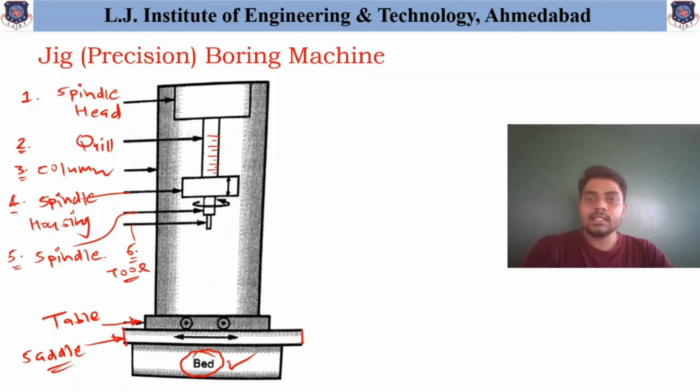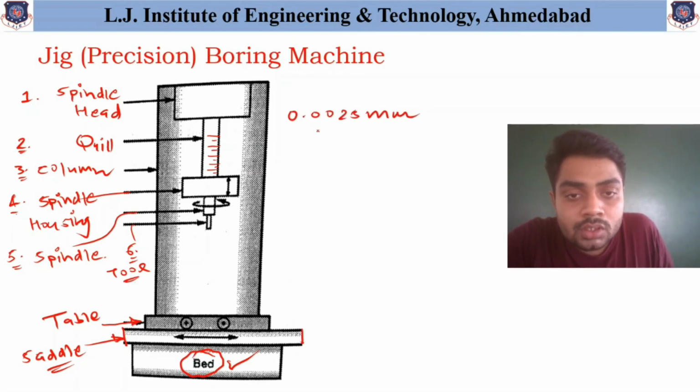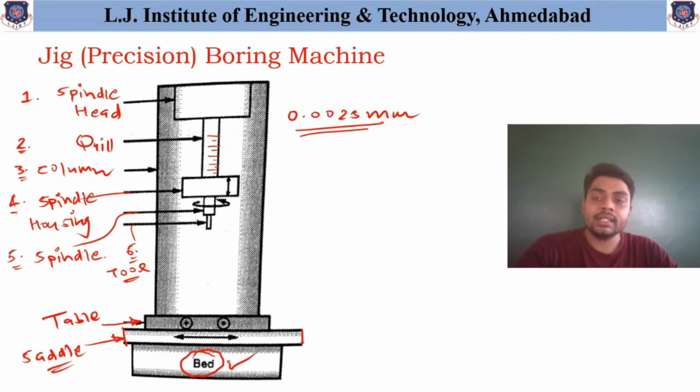Now, as we have discussed the application or the use of different parts, the use of all the parts is similar, but the major advantage of using this jig boring machine is that it provides higher accuracy compared to vertical and horizontal boring machines. In this, the enlargement of a hole obtained on an already existing hole is in the accuracy of 0.0025 mm. So this much accuracy is possible by using this jig boring machine.